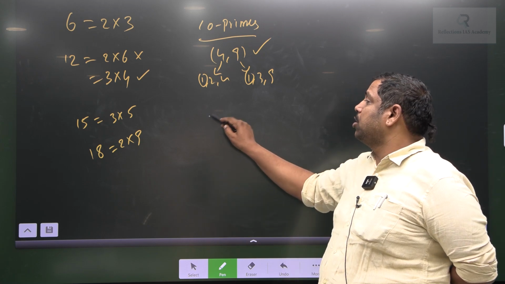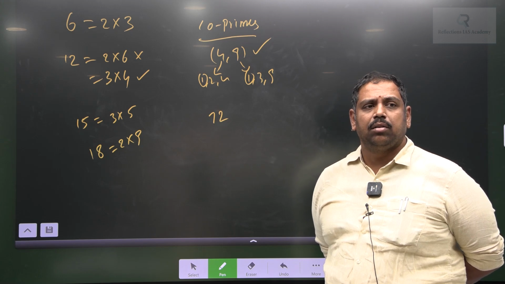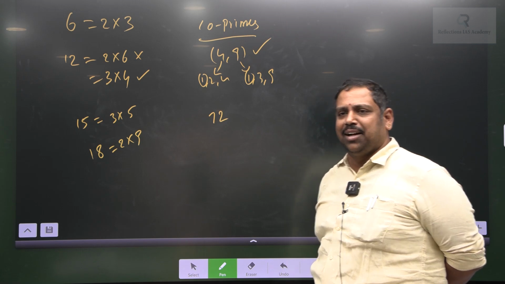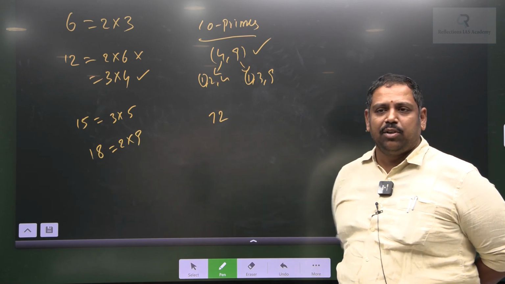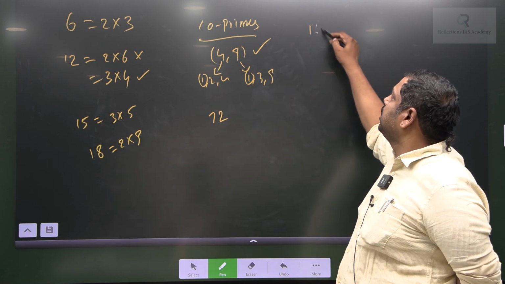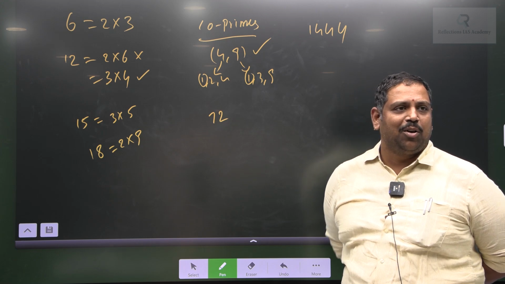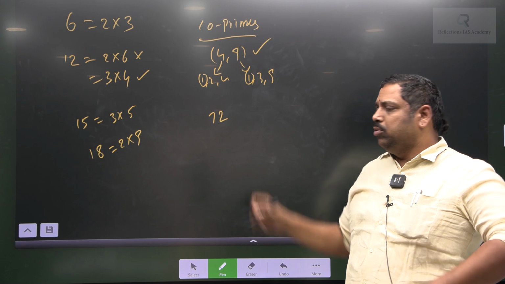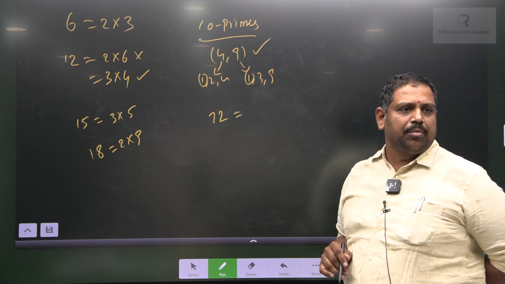One more concept. Suppose I take a number called 72. How many factors are there for it? If you start counting, it will take a day. And I won't stop at 72, I'll go to a bigger number, 1,444. How many factors are there? Then you are unable to count it, right or wrong? So we have a procedure. You have to go with prime factorization.